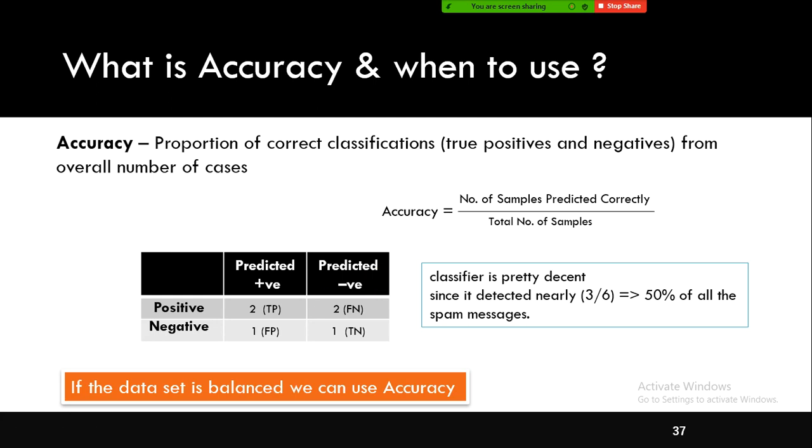Simply at this moment, just keep in mind, if the data is balanced, then you can rely on accuracy. So in this case, what is the accuracy here? True positive plus true negative, 3 divided by all these values, 3 divided by 6, which is nothing but 50%. That means my model was able to identify the spam emails 50% of the time. Okay, good. Though it is not so impressive, it is still okay.